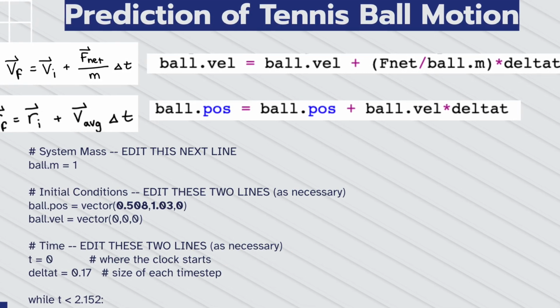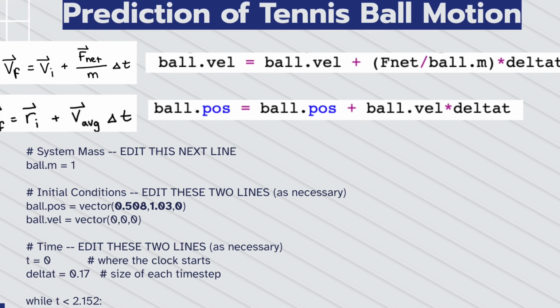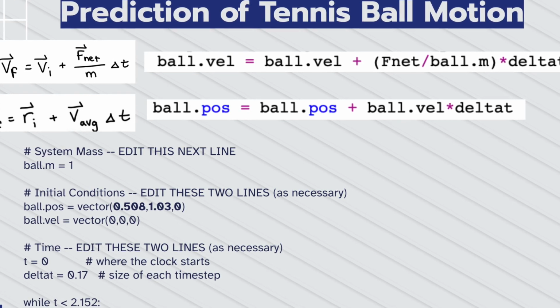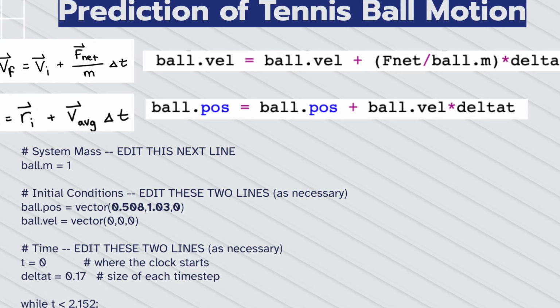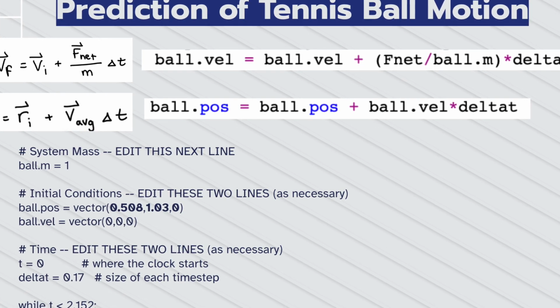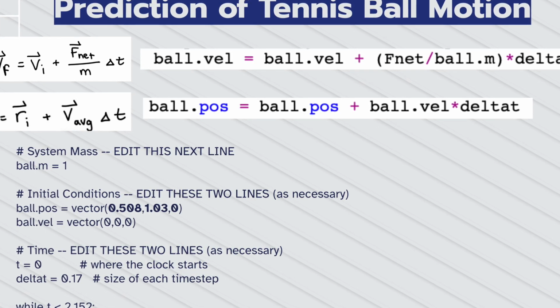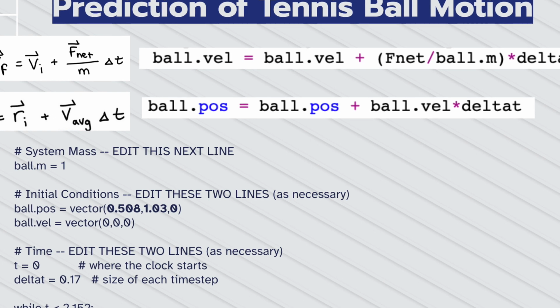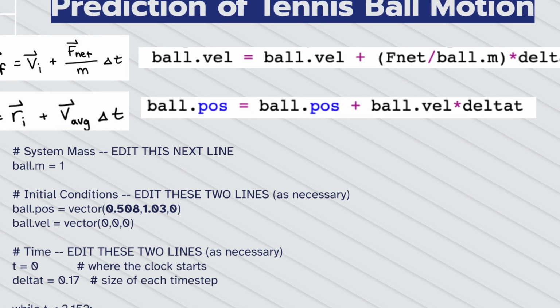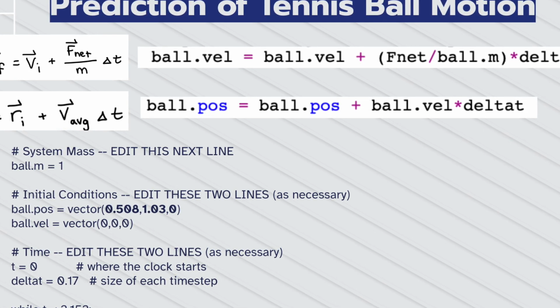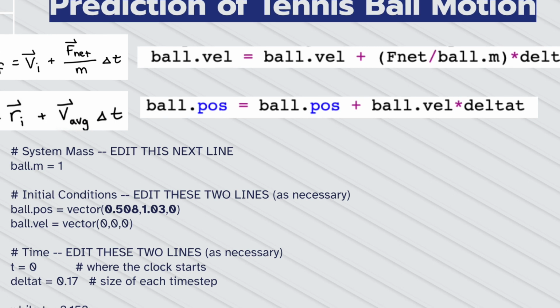We left the velocity vectors all as 0, and for the time, left t initial as 0 and the change in t as 0.17, which represents the size of each time step. We also kept t as less than 2.152 as that's when our data ended.